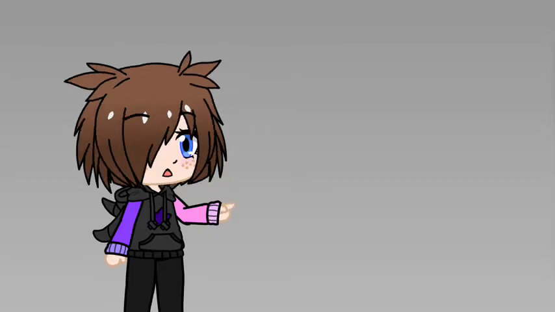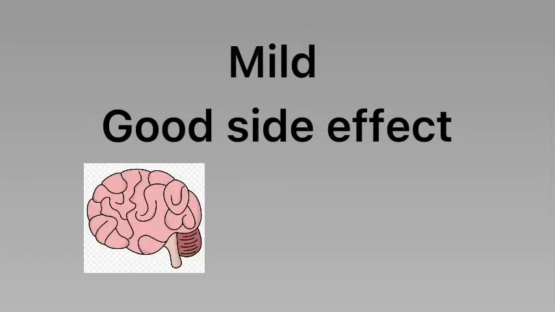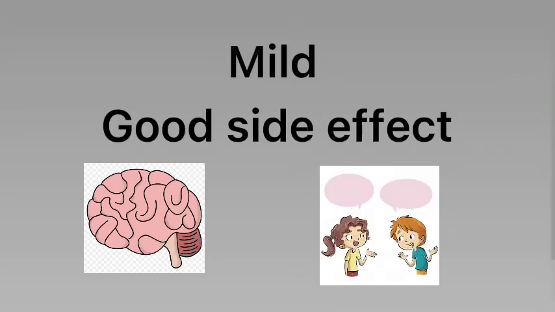The categories used to be Asperger's syndrome, a term no longer used by medical professionals. It is now seen as level 1 autism, which we will cover soon. This disorder is mild and might have a good side effect. A child could have above average intelligence and strong verbal skills. However, they will still have challenges.